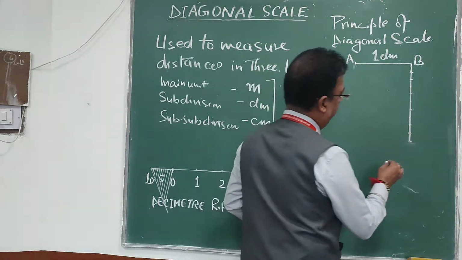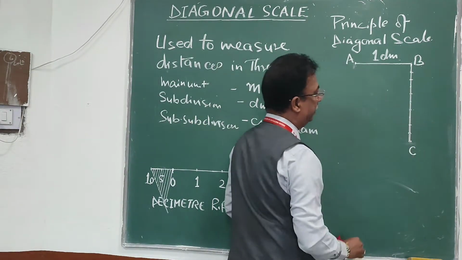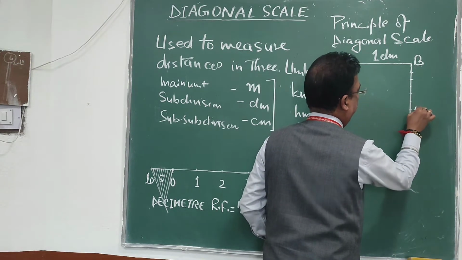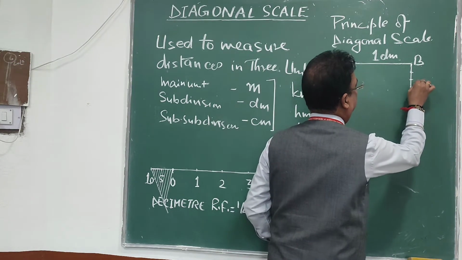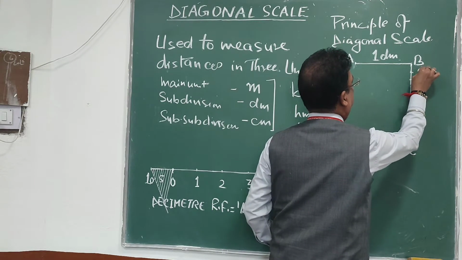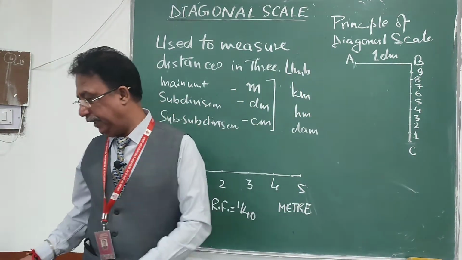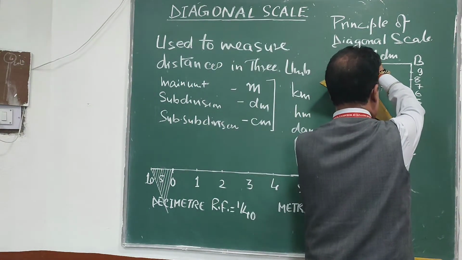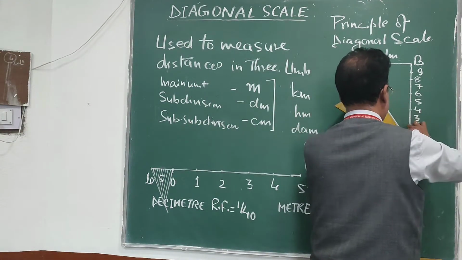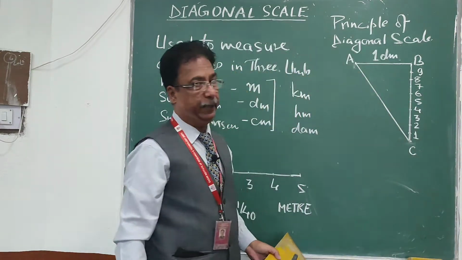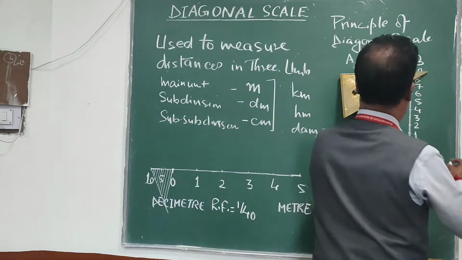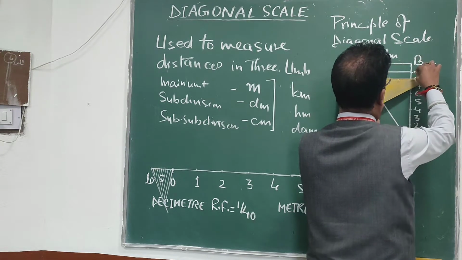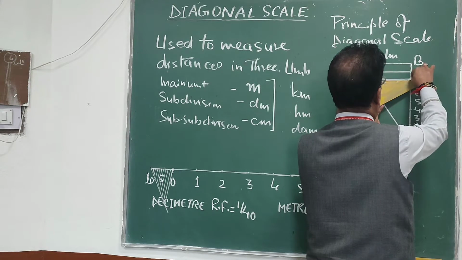So after marking 10 points, name the last point as C and name these points 1, 2, 3, 4, 5, 6, 7, 8 and 9. After that, I am going to join this point A with C like this. So we got this triangle ABC, a right angle triangle. After that, from all these points on the vertical line, 9, 8, 7, I am going to draw lines parallel to the AB line.